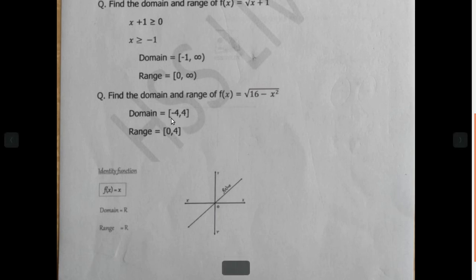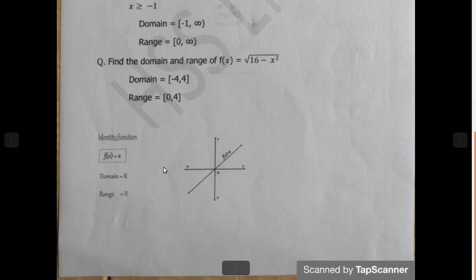Then what about the range? What about its answer? When x is equal to 4, the answer will be what? 16 minus 16, that is 0. When x is equal to 4, the answer is 0. When x is equal to 0, what is the answer? Root of 16 minus 0, root of 16 is 4. So the answer lies between 0 and 4. So the range is equal to 0 to 4. So that is all about domain and range.